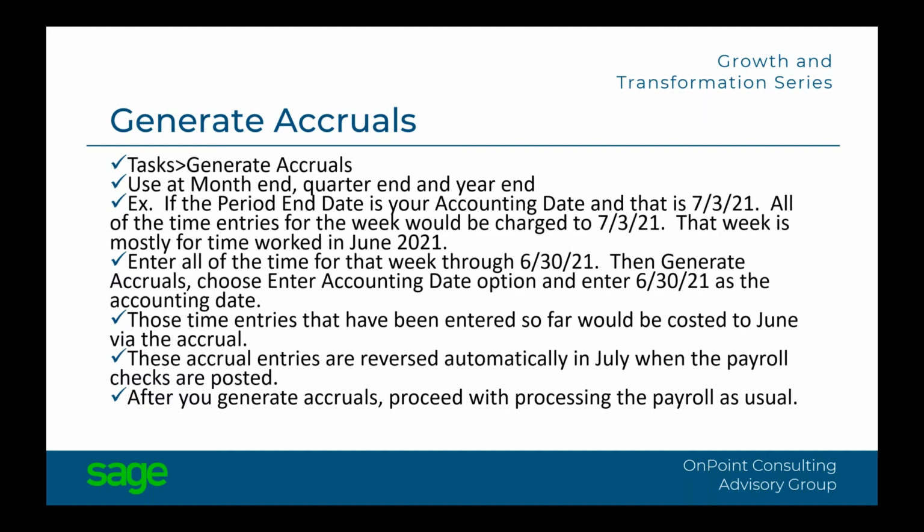Then these accrual entries are automatically reversed when you post your payroll. When you're finished and you post the payroll as usual, it knows that there were accruals in there, so you don't have to do anything. After you generate the accruals, you just proceed as usual. I think you can see where this works, especially at year end. You would enter everything through December 31, generate the accruals, and then proceed as usual.